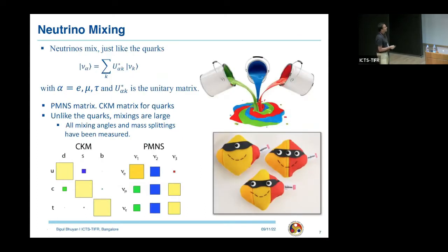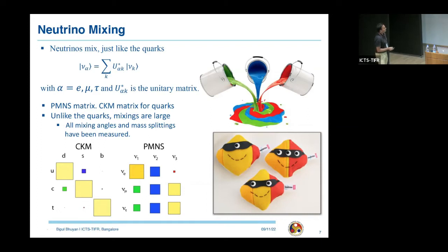Now, neutrinos mix just like the quarks. I thought of putting this picture together because that is something that was pointed out in the previous talk. So here, in the case of neutrino mixing, we have the PMNS matrix to describe the relationship between the mass eigenstate and the flavor eigenstate. This is similar to what we have learned from the quark sector, where you have a CKM matrix.